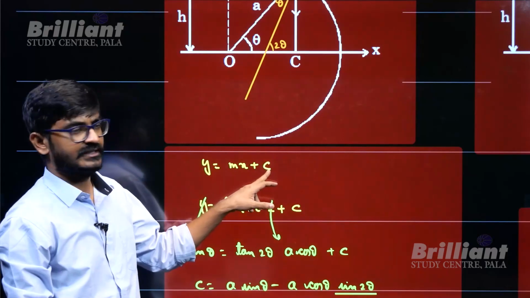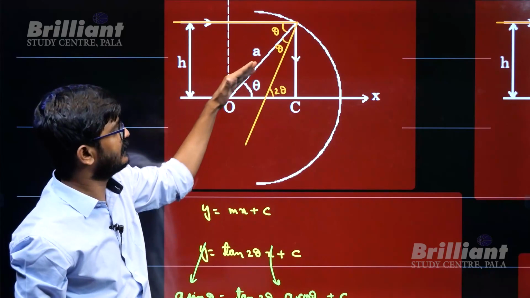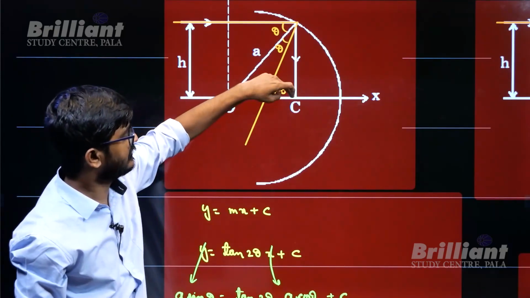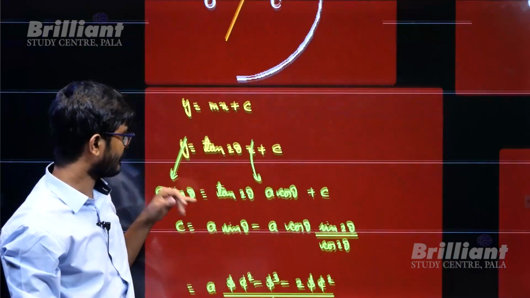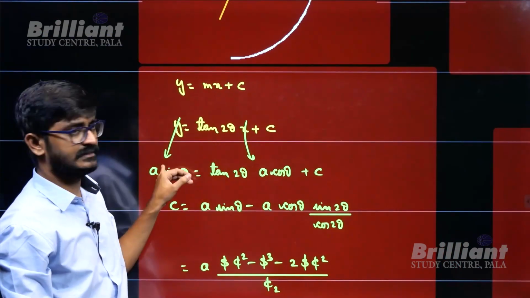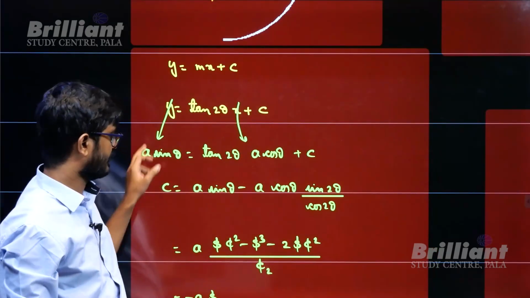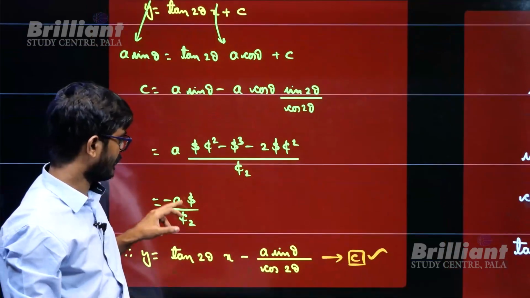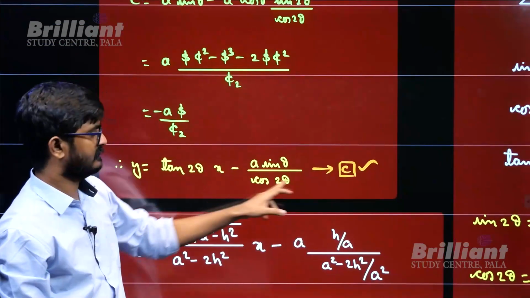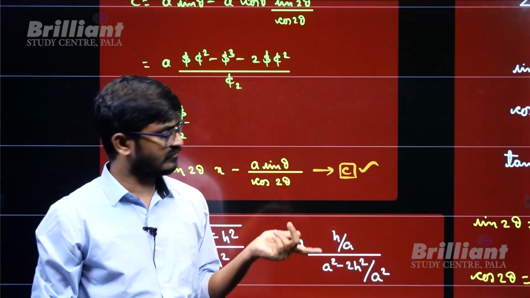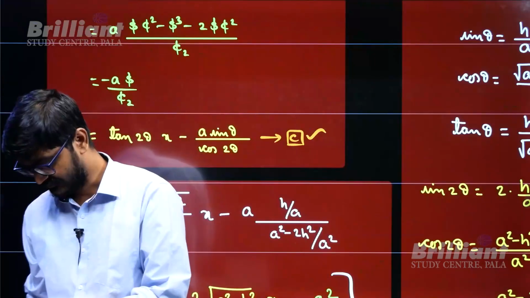Now I need to find the value of c also. For finding the value of c, I know this x coordinate and y coordinate. What is this x coordinate? This length is a, so its x coordinate will be a cos theta and its y coordinate will be a sin theta or h. From there I will be getting the c value. Once I get the c value, I can just substitute it back to get the line equation. But they said it is a curve, I don't know for what reason, but it's a line equation, fine. That's option C.